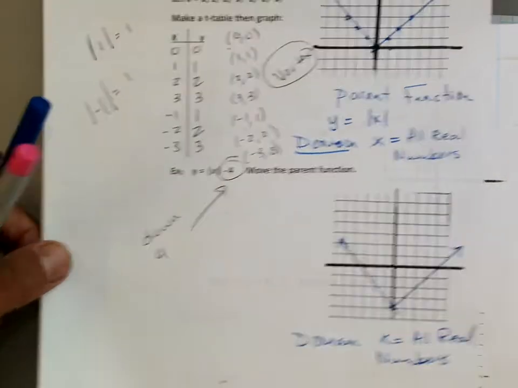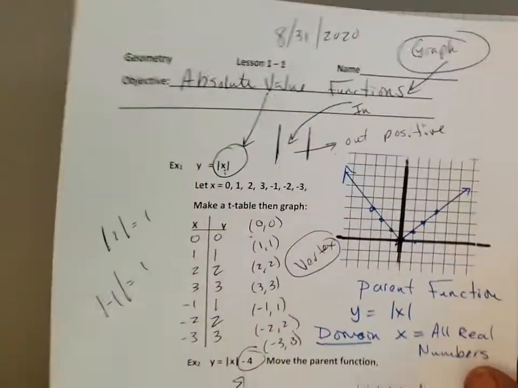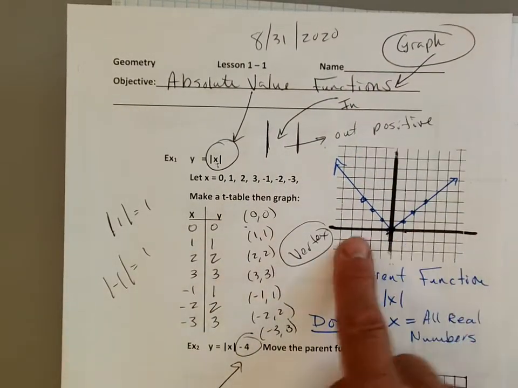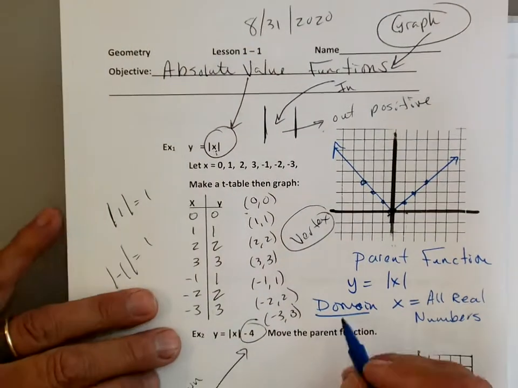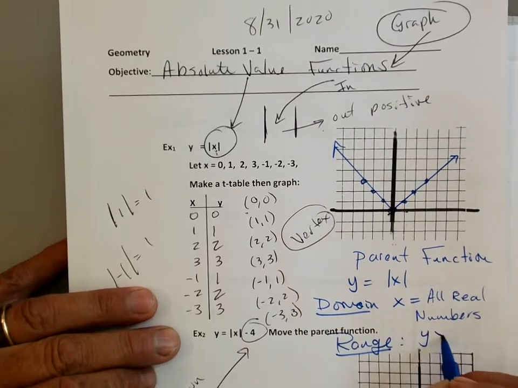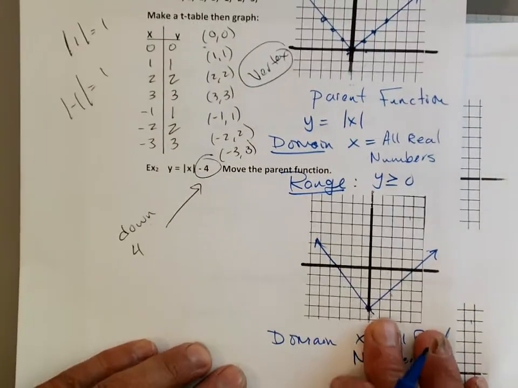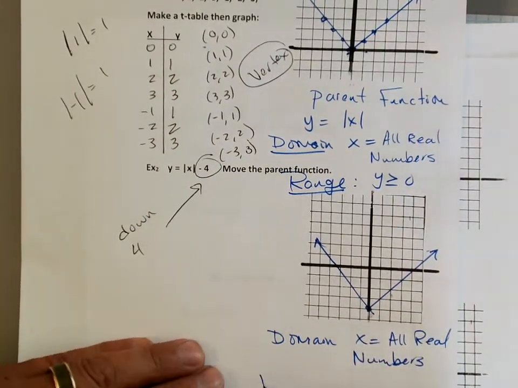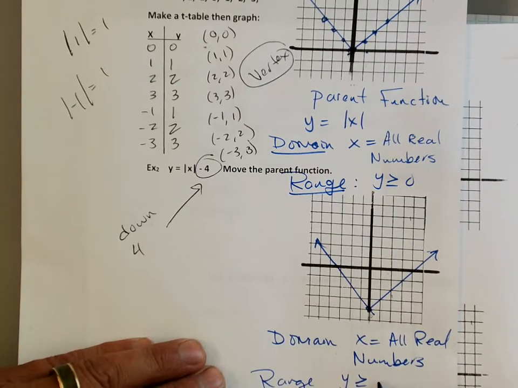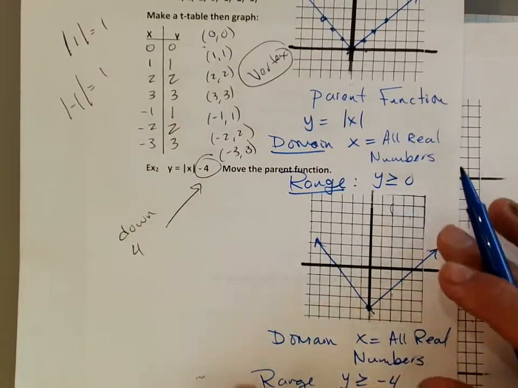Now let's go back to the range. Okay, the range is all possible y values, or how tall. Well, this one doesn't have anything down here. How tall? It starts at 0 and goes up, right? And it's all possible y values. So we're going to say the range on this one is y is greater than or equal to 0. It starts at 0 and goes up. On this one, it starts at a height of -4 and goes up. So on the range, we're going to go y is greater than or equal to -4. How tall? Starts at -4, goes up. Starts at 0 and goes up.